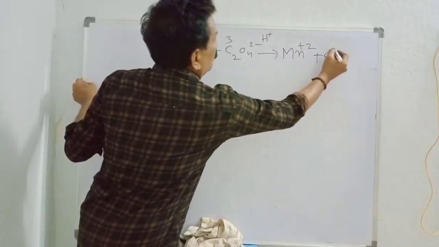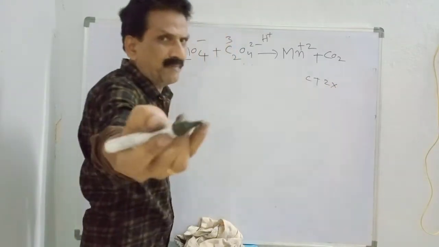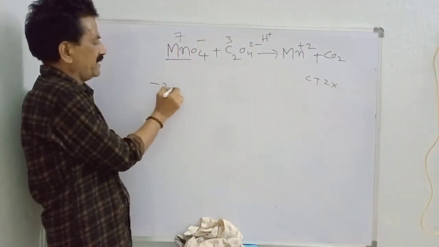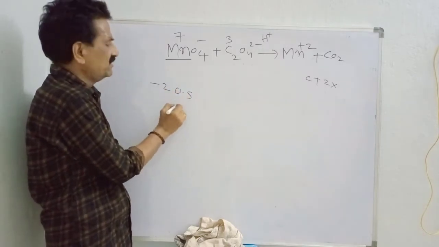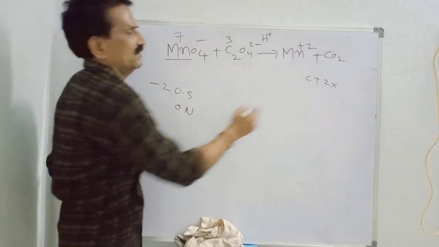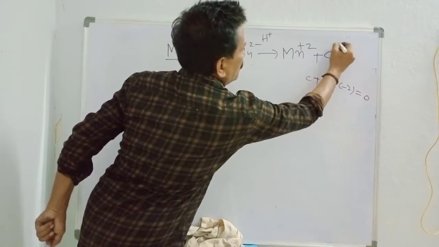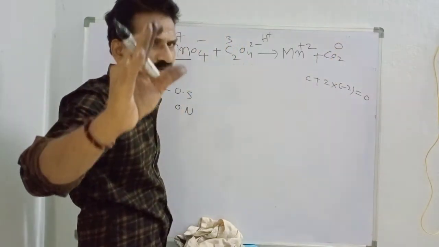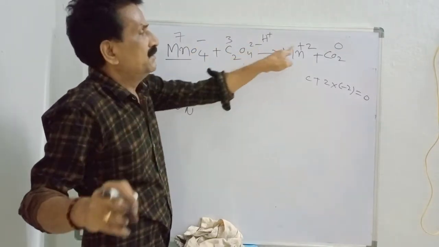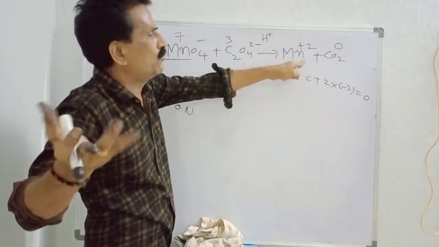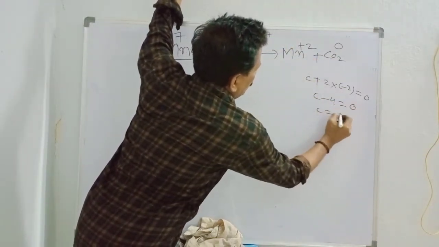Mn plus 2, CO2: carbon, C plus 2 into O. O always shows minus 2 oxidation state. OS means oxidation state; you can also say oxidation number, ON. 2 into minus 2 is minus 4. There is no charge, so you must equate to 0. Manganese is already plus 2, no problem. So C minus 4 is equal to 0, and C is equal to 4.